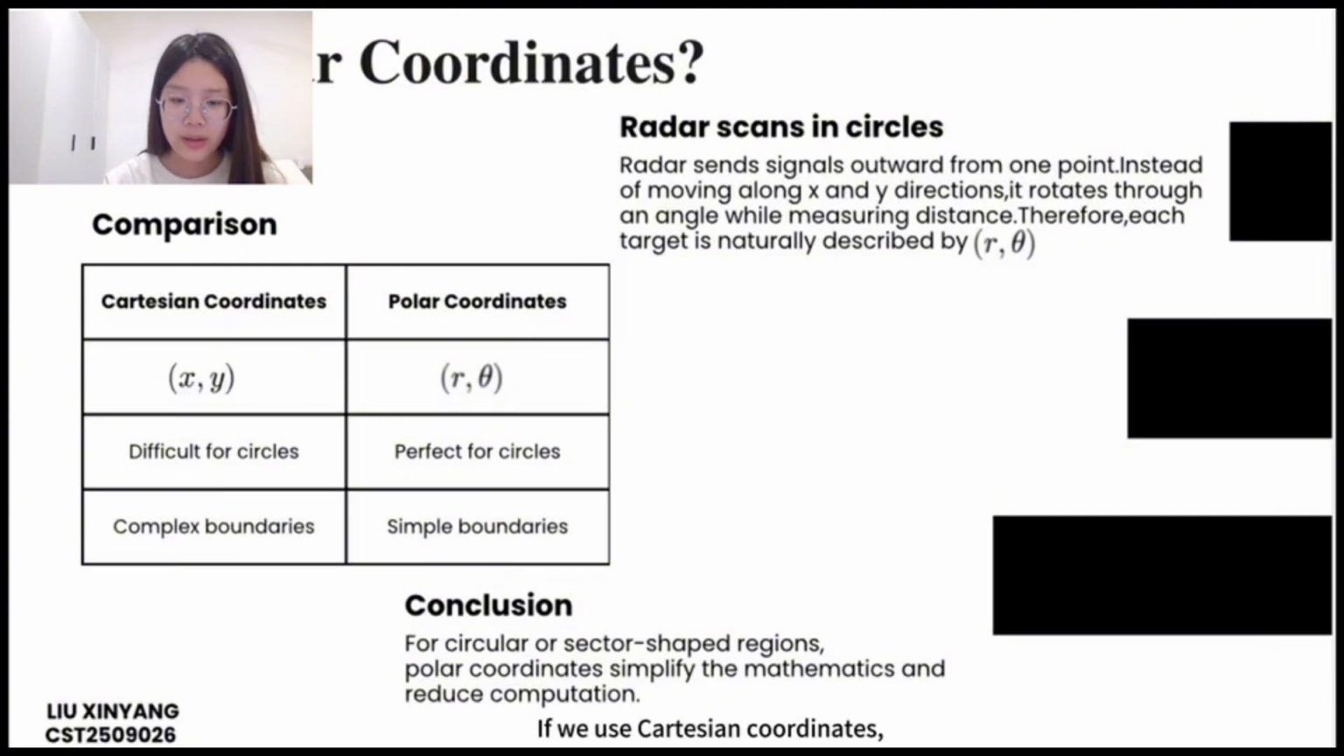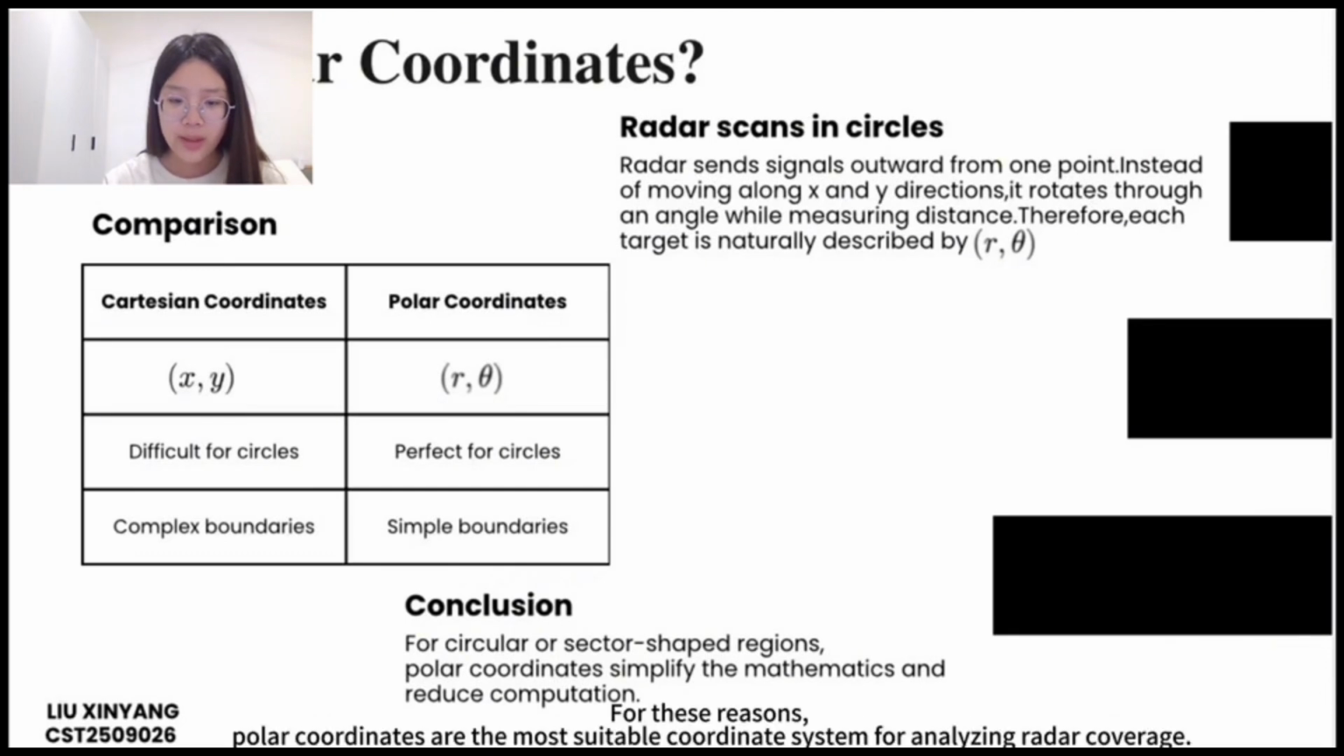If we use Cartesian coordinates, the boundaries of the region become more complicated and the integration process is more difficult. On the other hand, polar coordinates provide simple limits for both the radius and the angle. This makes the mathematical model easier to build and the calculations more efficient. For these reasons, polar coordinates are the most suitable coordinate system for analyzing radar coverage.